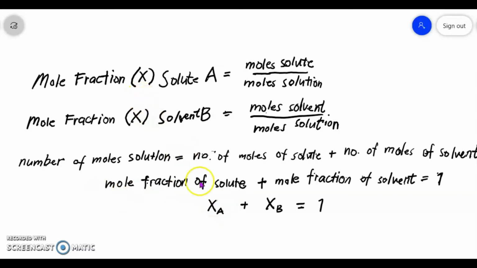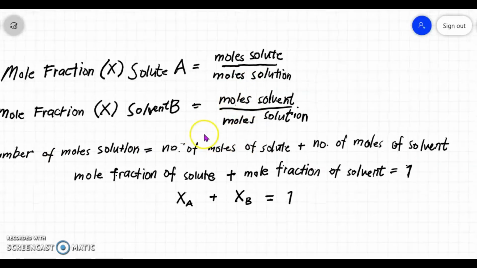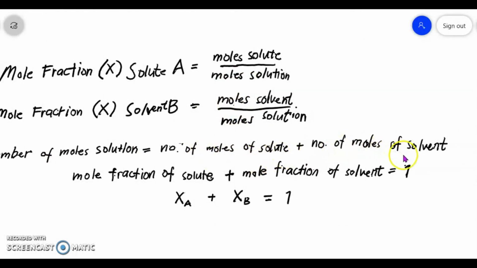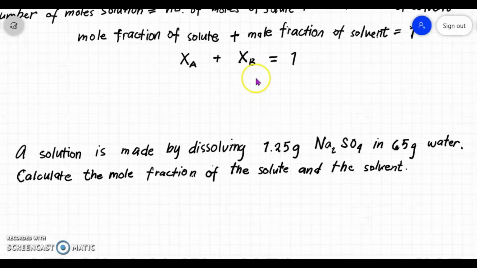The total of the mole fraction of solute and the mole fraction of solvent should be equal to 1. For solving the denominator, the number of moles of solution, we have the number of moles of solute plus the number of moles of solvent. We use the mole fraction of solute plus the mole fraction of solvent in checking. It is used to check if your values for the mole fraction of solute and solvent are correct, and the sum should be equal to 1.